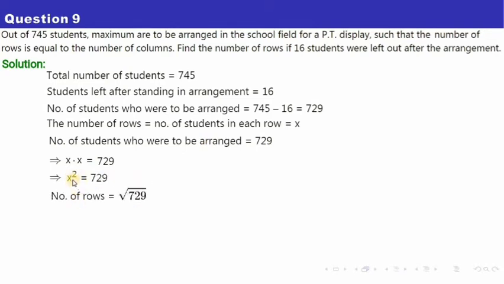Okay, and what is x? x is root over 729. And what is x actually? x is the number of rows, isn't it? So that's why here the number of rows will be the square root of 729.